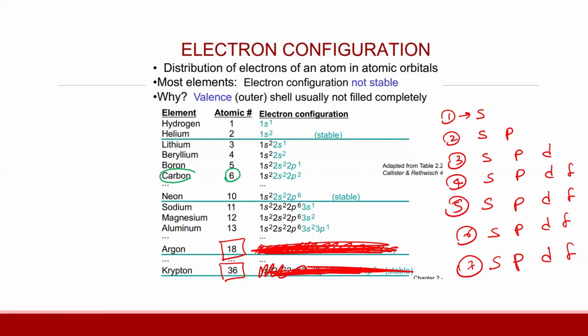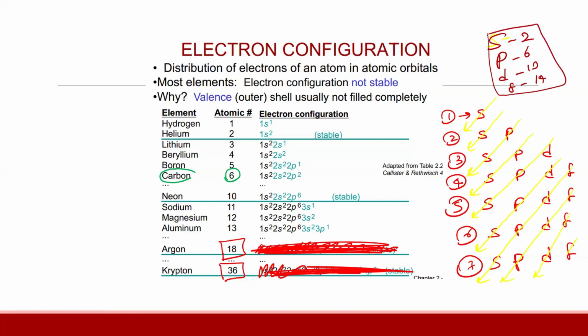And you go in this way, okay? This is your pattern. Diagonally. And also you need to know S can have 2, P can have 6, D can have 10, F can have 14. So this is all you need to know.